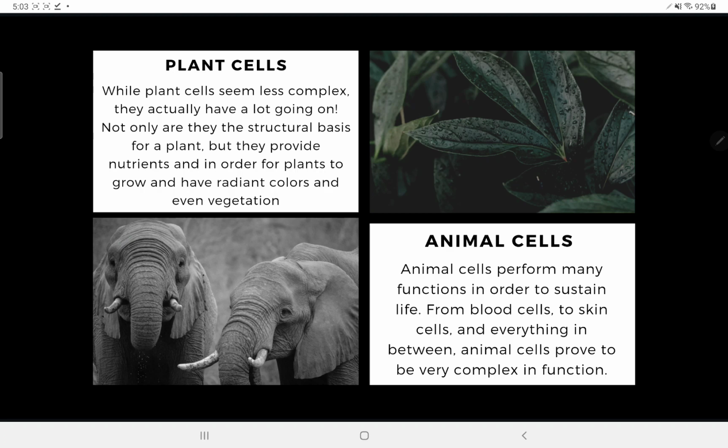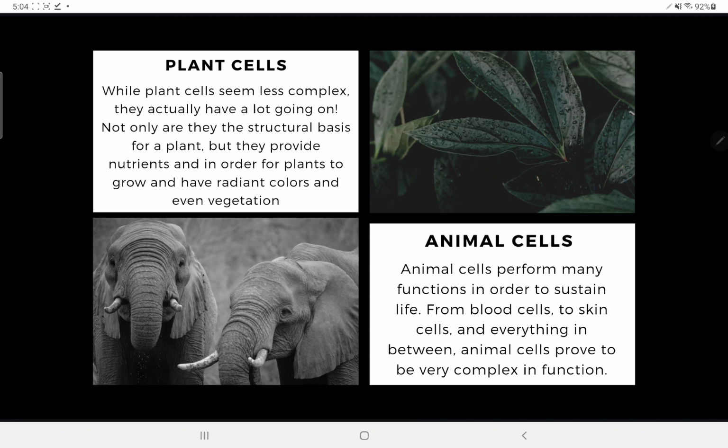Alright, then we have plant cells. While plant cells seem less complex, they actually have a lot going on. Not only are they the structural basis for a plant, but they provide nutrients in order for the plants to grow and have radiant colors and even vegetation. And then animal cells perform many functions in order to sustain life. From blood cells to skin cells and everything in between, animal cells prove to be very complex in function.